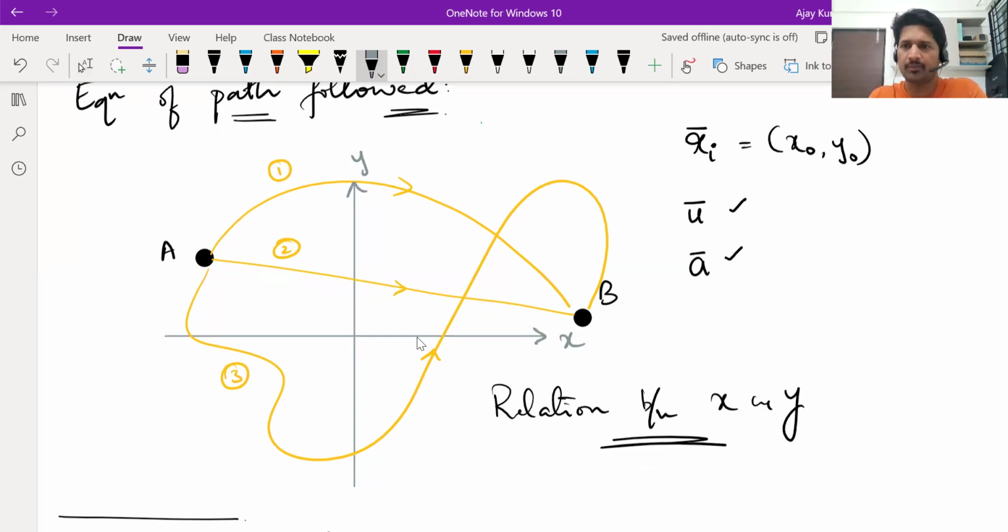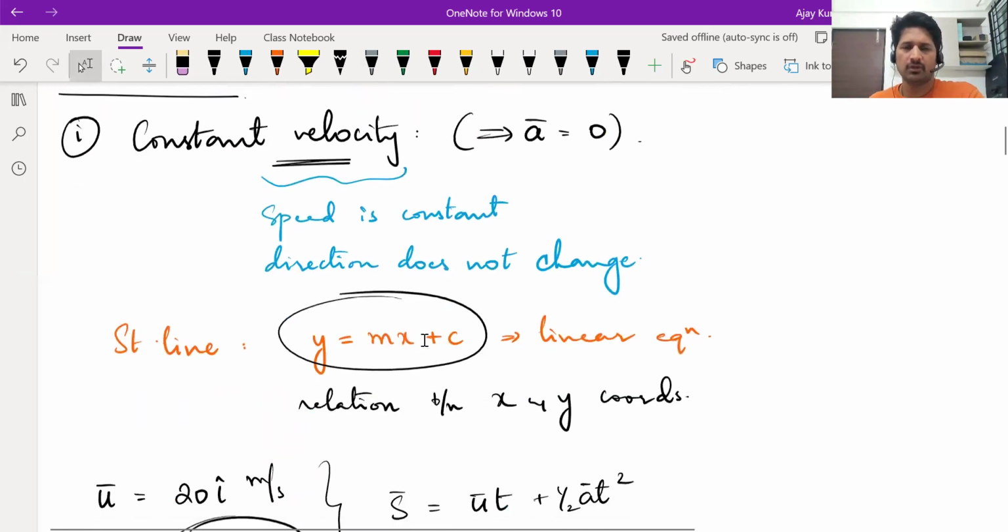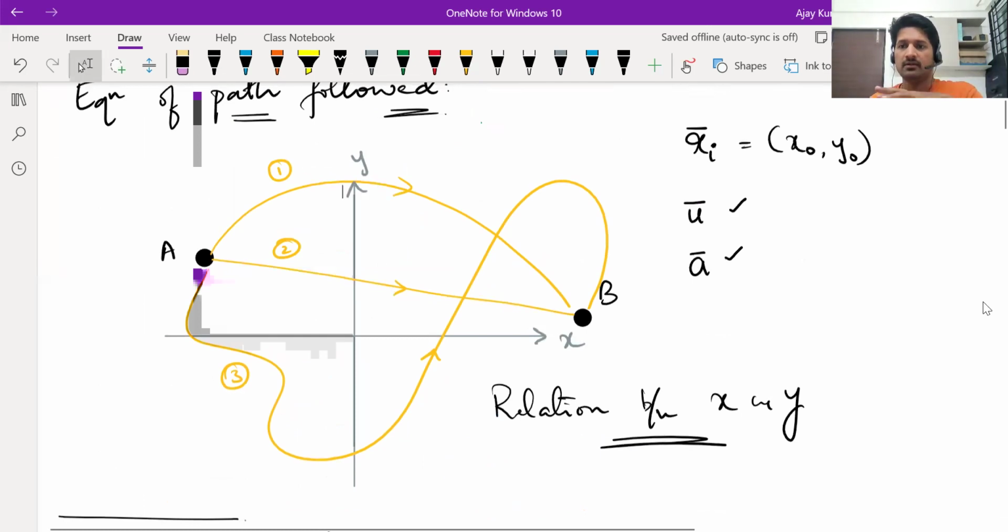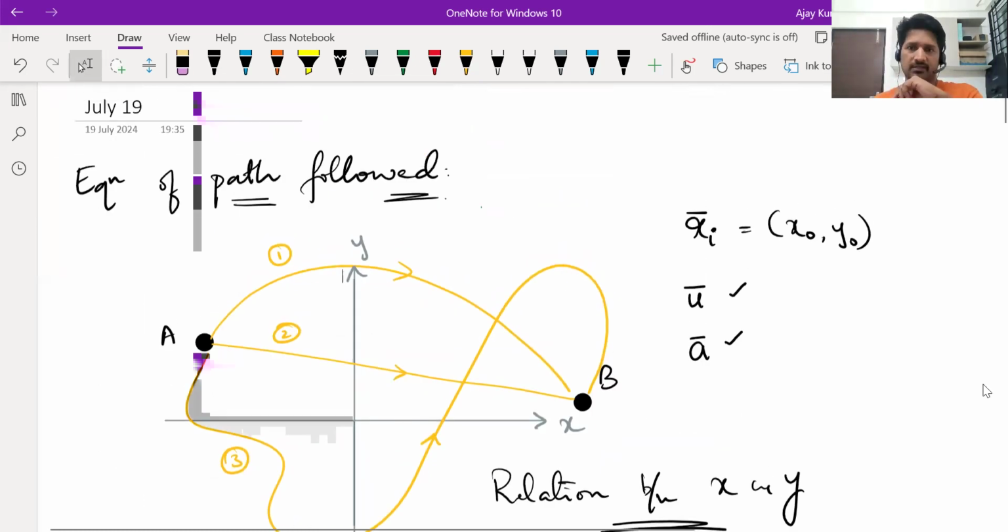Any path in the xy plane can be represented by an equation which is basically a relation between the x coordinate and the y coordinate. So that's what our target was, relating the x coordinate and y coordinate of the particle. And for that, we first discussed on what the shape of the path depends.